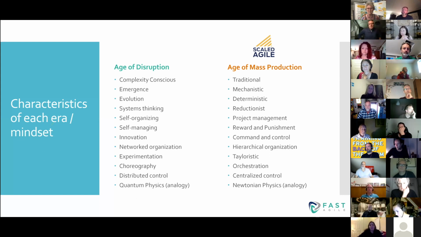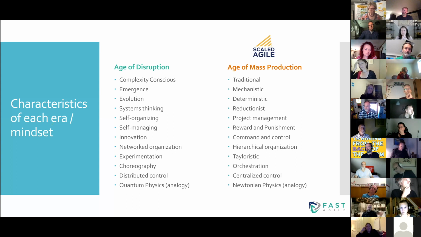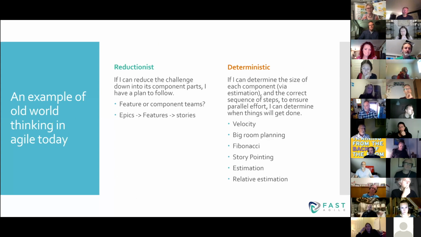A deterministic system is a system in which no randomness is involved in the future state. A deterministic model will always produce the same output from a given starting condition. So this is what companies want to be. They want to be in this deterministic state. So here's an example of what I mean by reductionist and deterministic over there on the right.